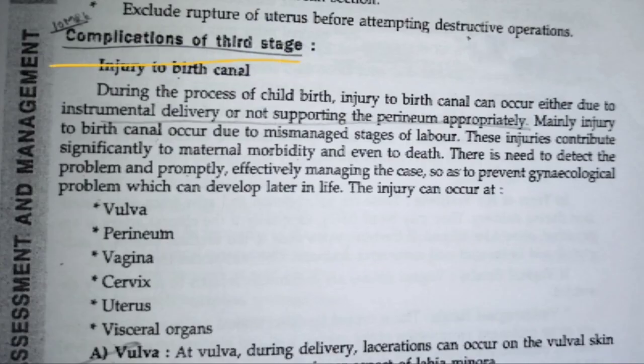Complications of third stage. After the birth of the baby, the third stage starts, that is the removal of the placenta. At the time of removing the placenta, there might be an injury at different levels like vulva, perineum, vagina, cervix, uterus, and visceral organ. Visceral organ injury is quite rare, because the organs getting damaged by removal of the placenta is not so commonly seen.